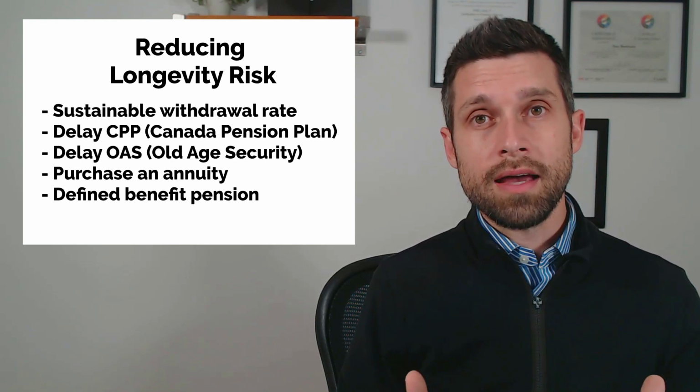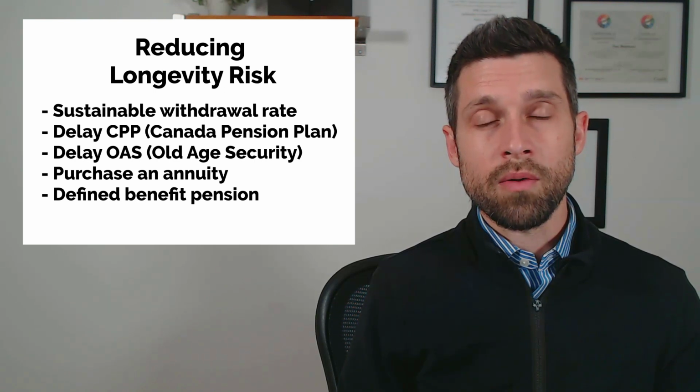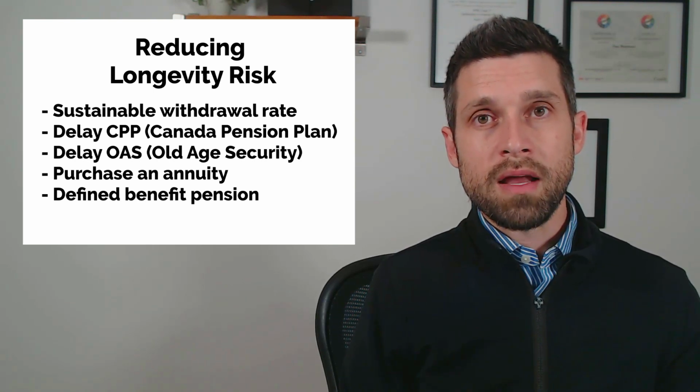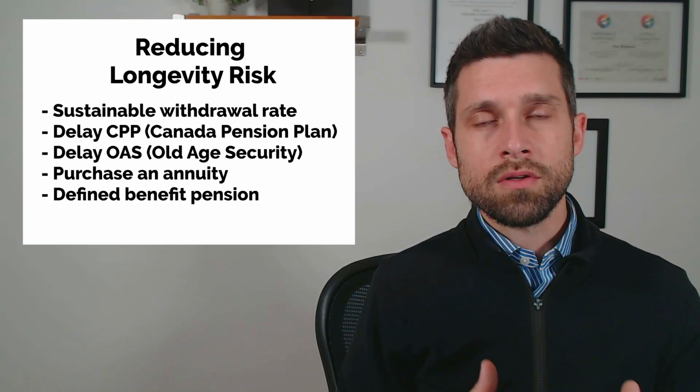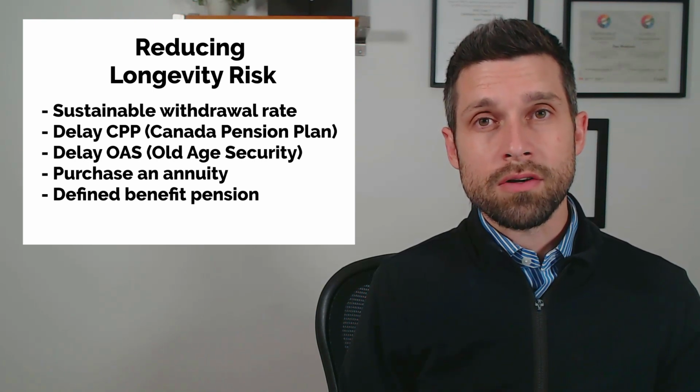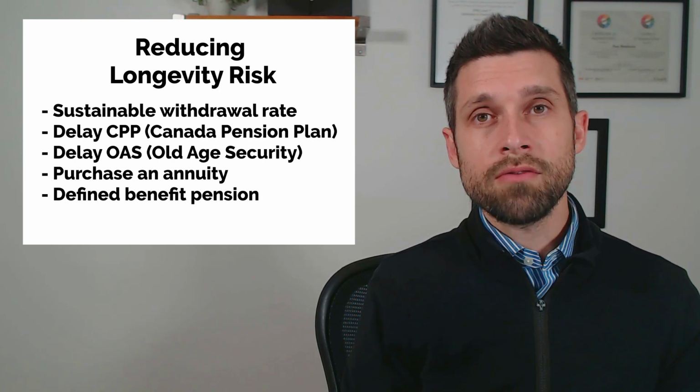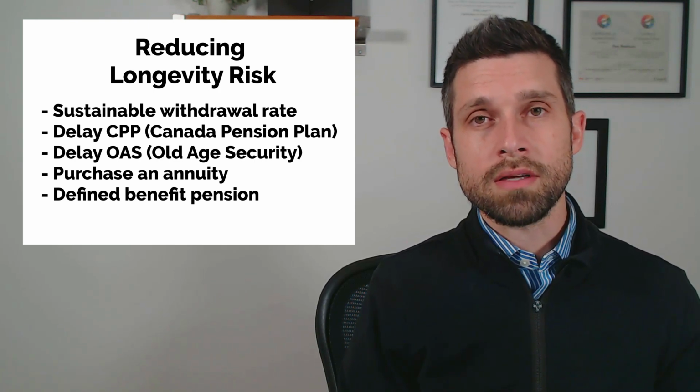The other thing we want to look at is potentially delaying CPP and OAS benefits. By delaying these benefits, they're larger in the future, and these benefits last for the rest of our lives. So they help protect against longevity risk. Now, the other way to protect against longevity risk is to purchase an annuity. An annuity will last for the rest of your life, and it can help reduce longevity risk in retirement.